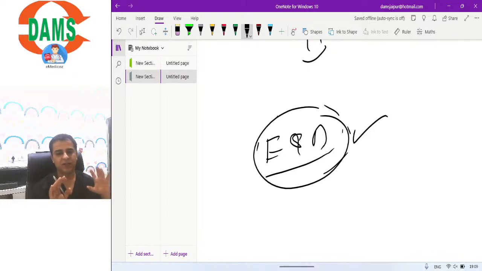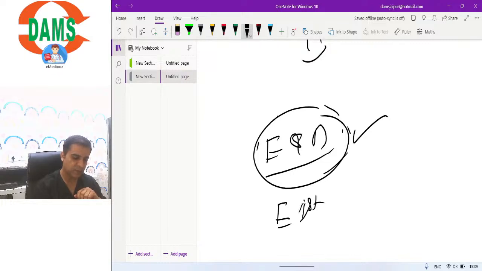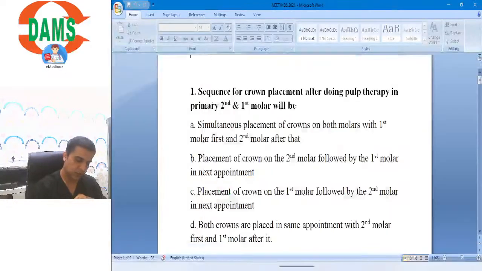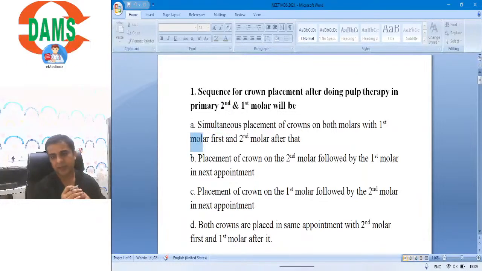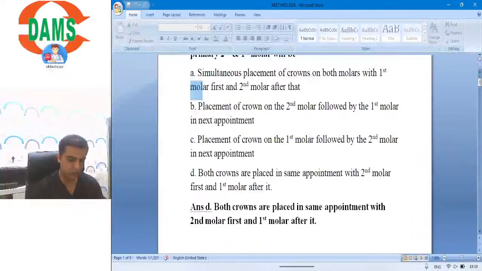Once you are satisfied that the fit is fine, you will remove the crowns, slightly again recontour, slightly recrimp. Then you insert E first, and in the same appointment, the crown D is inserted. So in the question, you have to place simultaneously, right? And both the crowns are placed in the same appointment with the second molar first and first molar after it. You don't have to place in different appointments. Single appointment, 2 crowns.